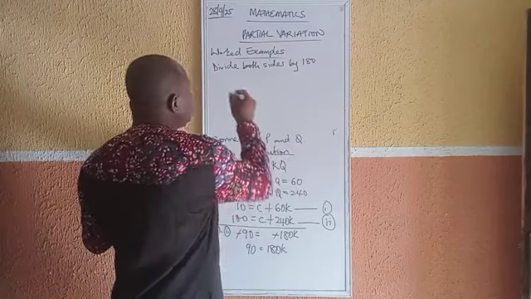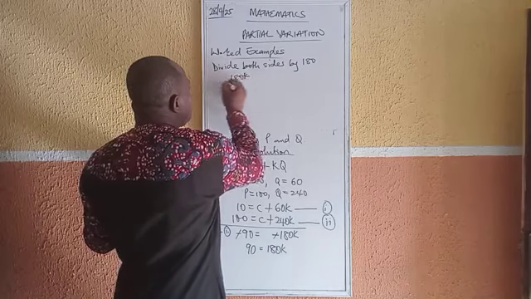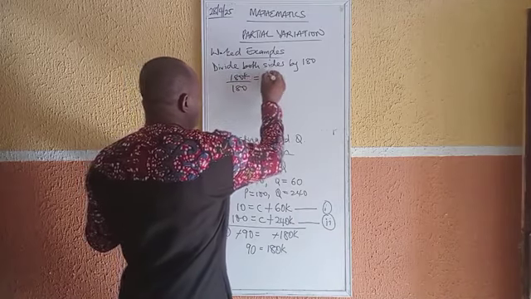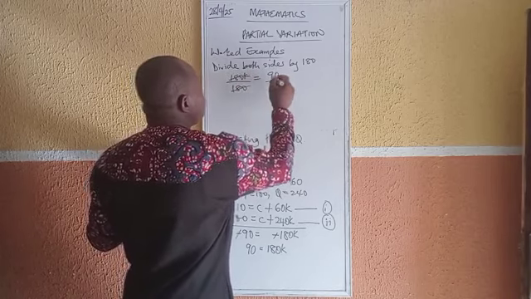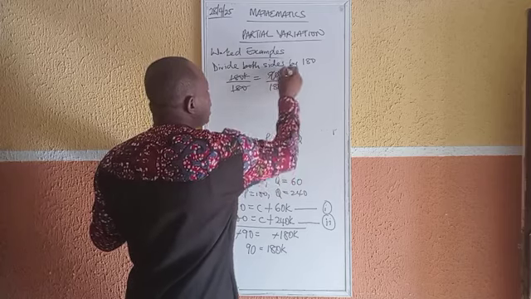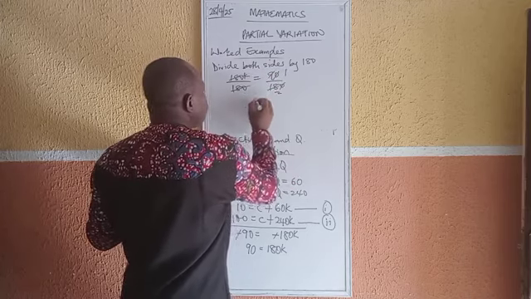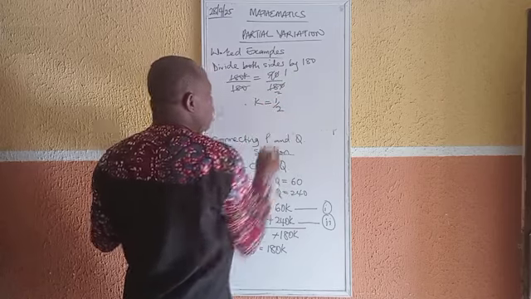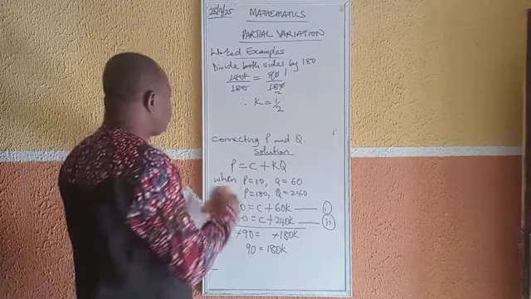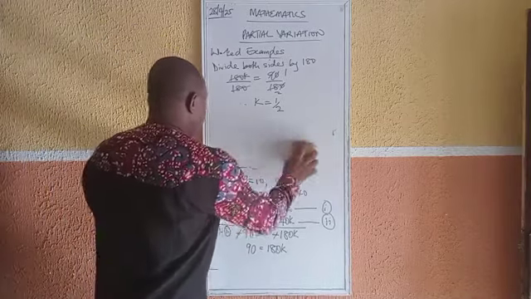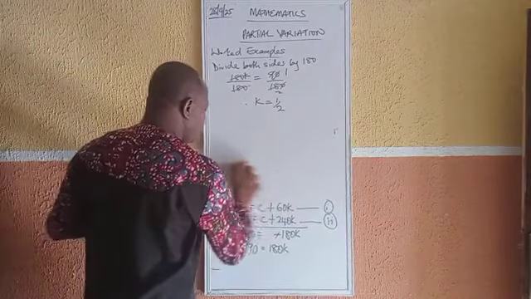So that is going to be 180K over 180 equals 90 over 180. 180 will take 180 here, 0 will take 0, 9 here 1, 1 here 2. So the value for K is 1 over 2. Yes, we have one of the constants now, K, as 1 over 2.